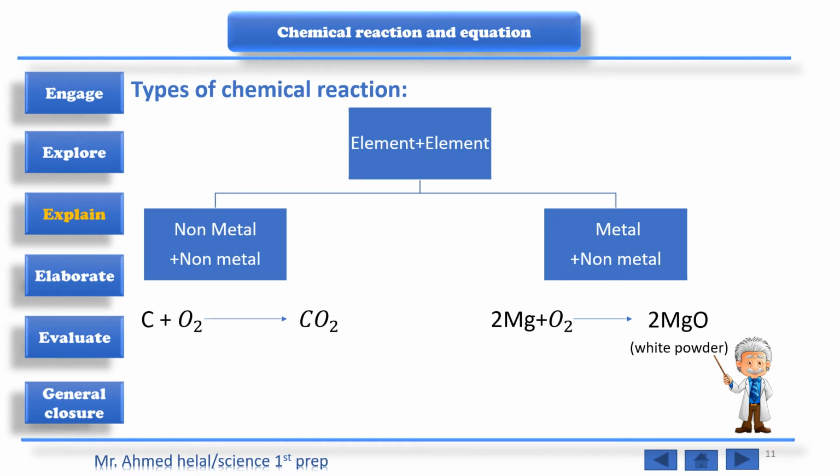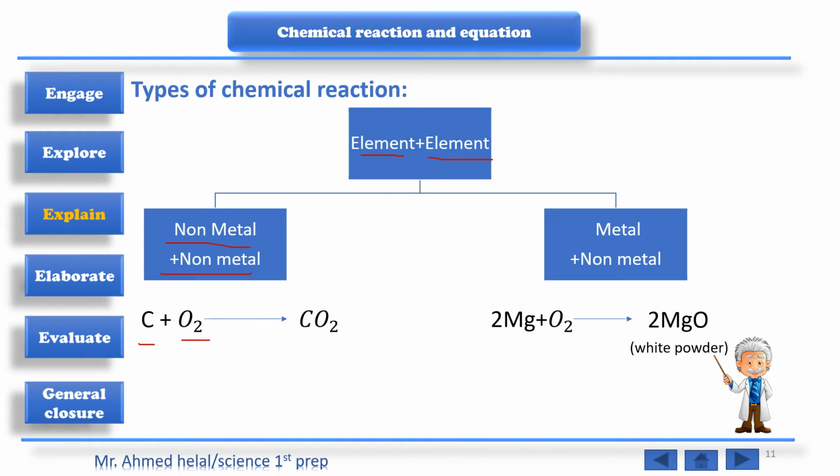Here we will talk about the types of chemical reaction. It may be element plus element, like non-metal with non-metal. It's a combination between two non-metal elements, like C, an element, and O2, an element molecule: C plus O2 equals CO2.